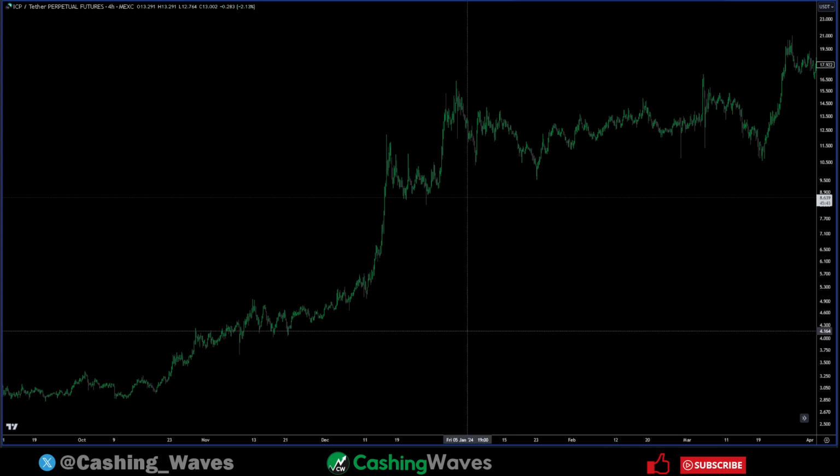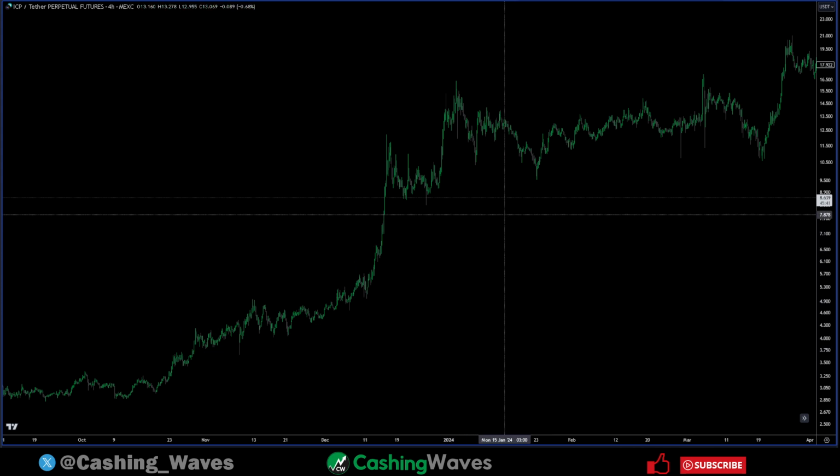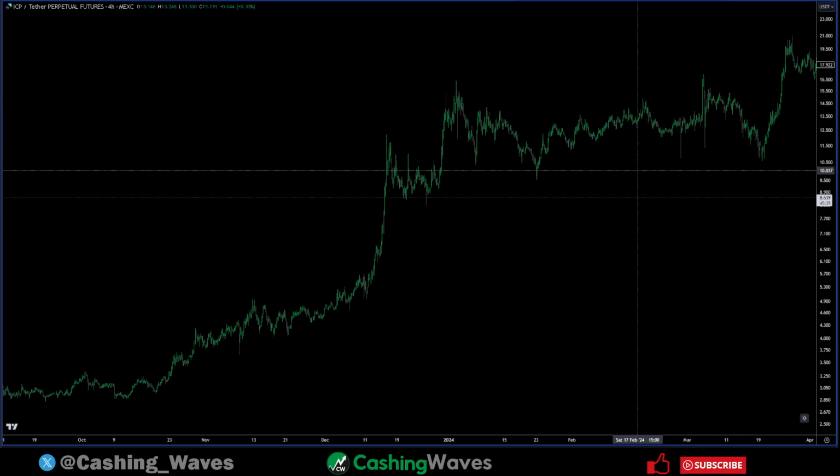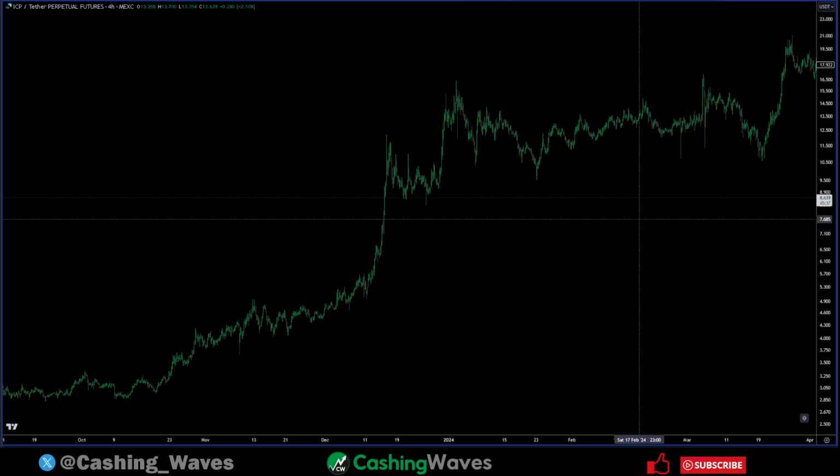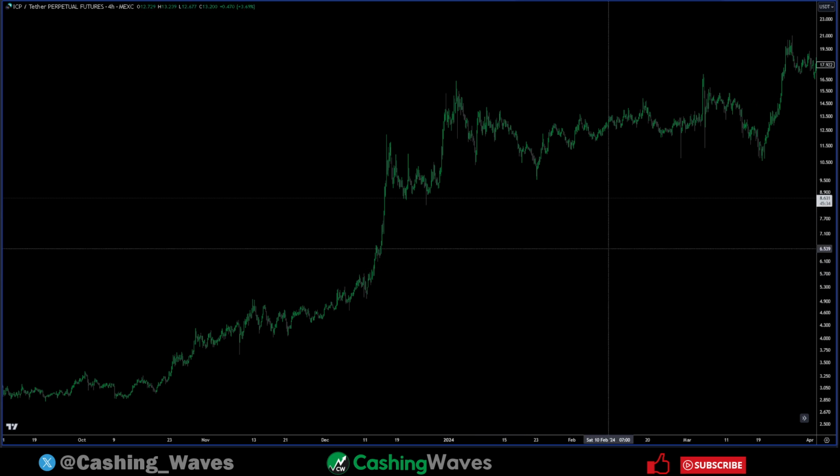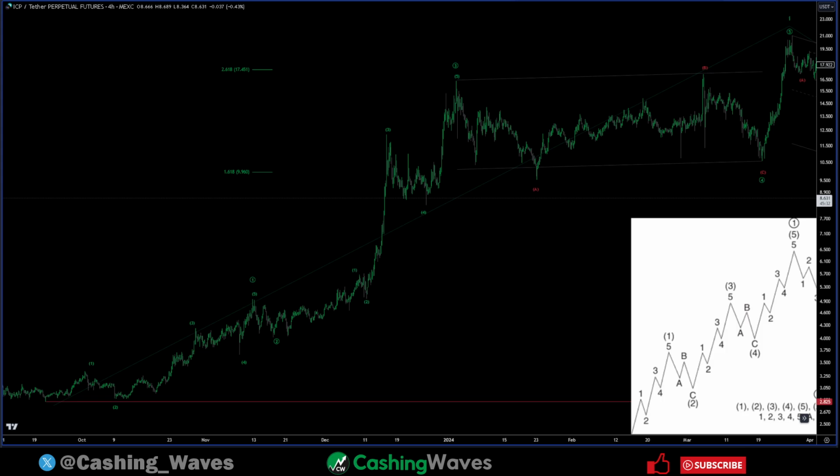Welcome to Caching Waves. This is an Elliott Wave update for ICP. I'm going to get into the micro time frame in a moment. The count has changed slightly down on the 15-minute, but just a quick recap on the 4-hour chart. Now I put on an idealized Elliott Wave 5-wave pattern just to show you.